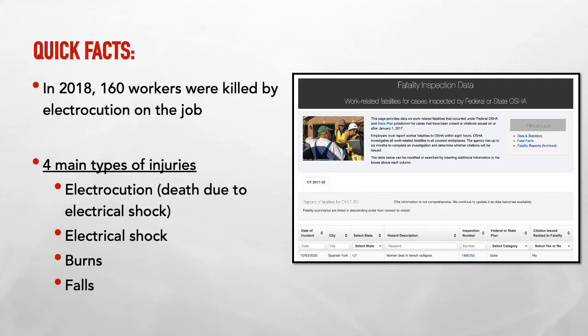So some quick facts on electrical safety. Most recent data available, in 2018, 160 workers were killed by electrocution on the job. If you go back 8 years, 2010, 157 workers were killed by electrocution on the job. So the statistics are staying pretty steady. But if you think about it, that's like half a worker a day being killed by electricity in America.